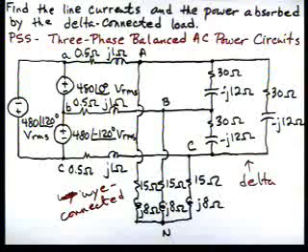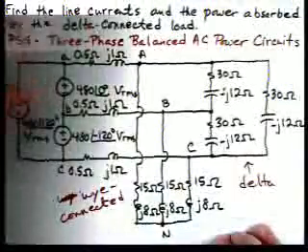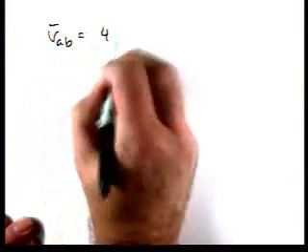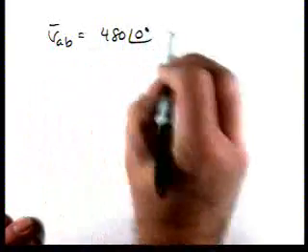So we'll have two Y's. Let's start off and take our source. It's a delta connected source, and if we look, VAB is equal to 480 at an angle of 0.